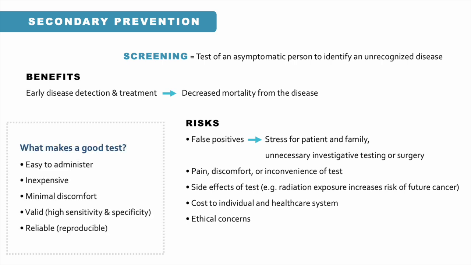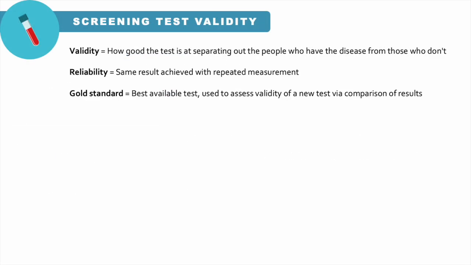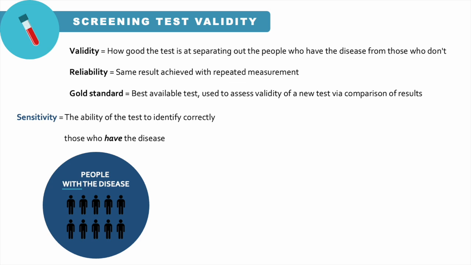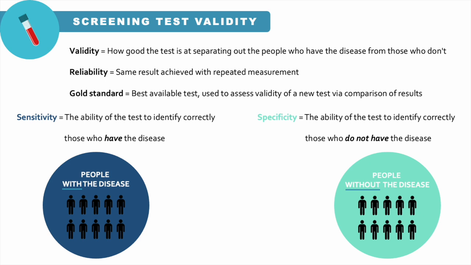A good screening test is easy to administer, inexpensive, causes minimal discomfort, has high validity, meaning it has a high sensitivity and specificity, and good reliability, meaning the results are reproducible. Validity is how good a test is at separating out the people who have the condition from those who don't. And reliability is how consistently the same result is achieved with repeated measurement. Sensitivity shows how well the test performs in people who have the disease, while specificity shows how well the test performs in people who do not have the disease.